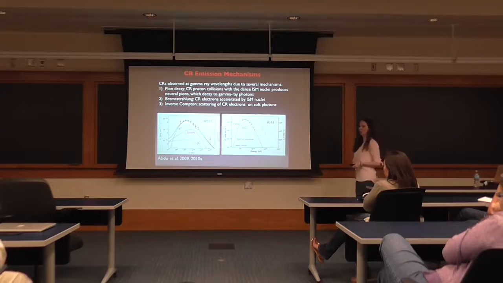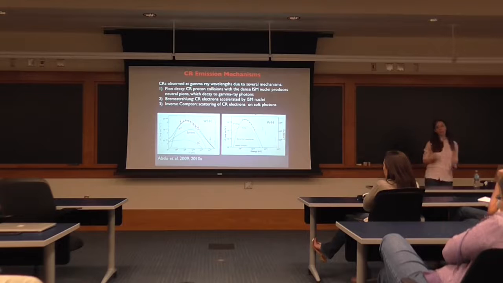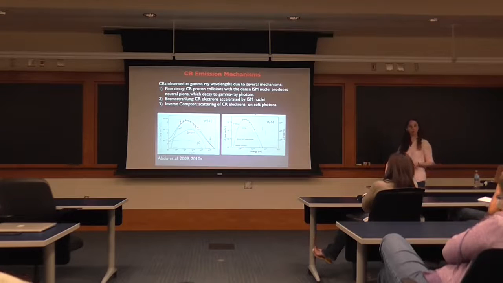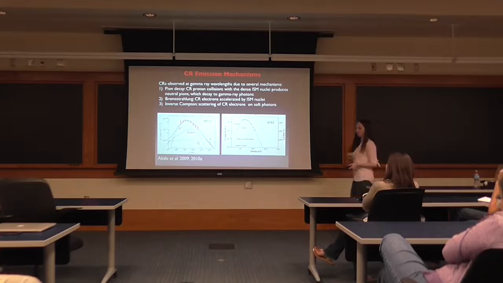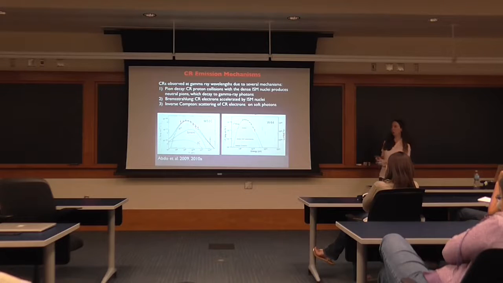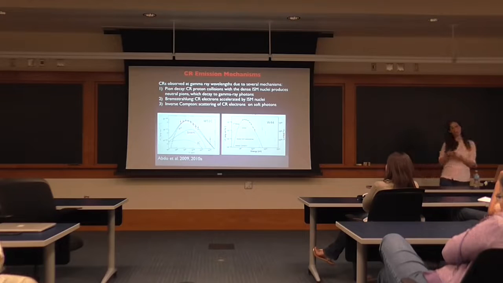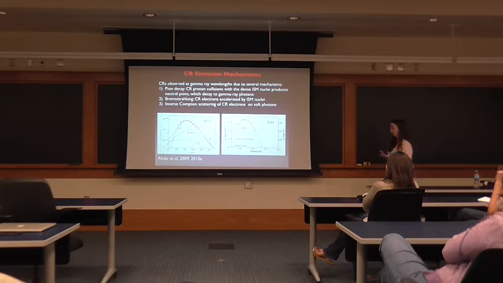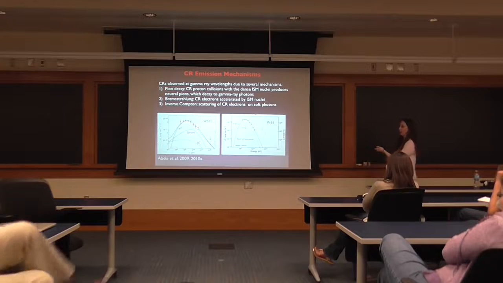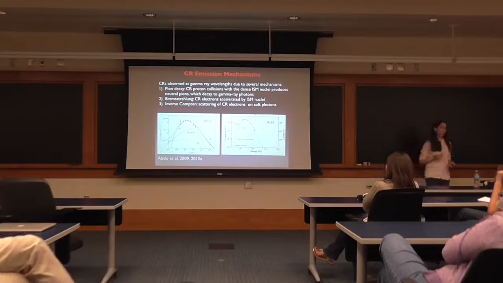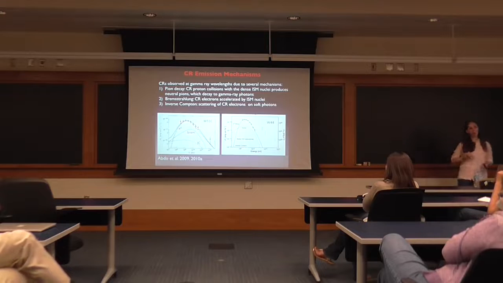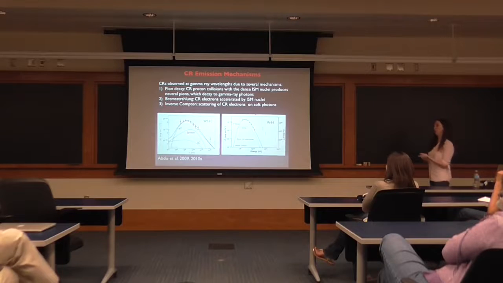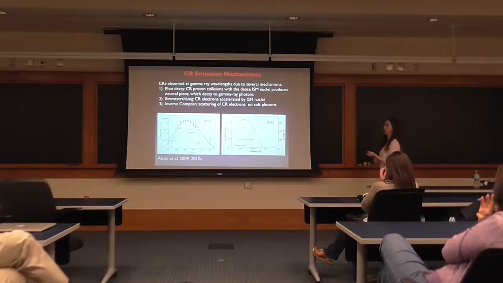Number 1 is using gamma ray observations. There are 3 different mechanisms that produce gamma rays associated with cosmic rays: 1 from protons and 2 from electrons. From the protons you have pion decay. Pion decay occurs when cosmic ray protons collide with dense ISM, and this collision produces neutral pions which decay into gamma ray photons. The other 2 processes are both from cosmic ray electrons: bremsstrahlung emission as well as inverse Compton.